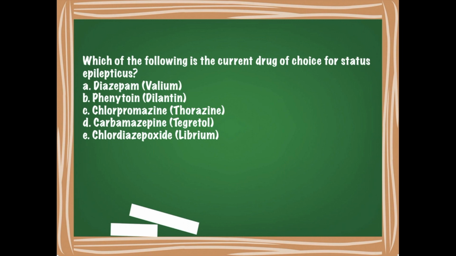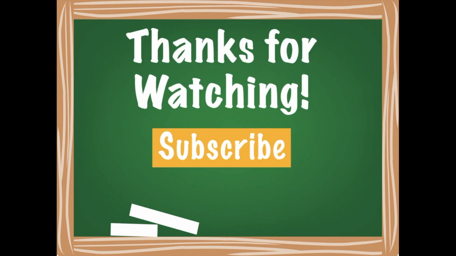Then we have phenytoin and diazepam. Now both were mentioned in this video and are both given during status epilepticus, but we have to choose one. And if you remember, diazepam 10 milligrams was one of the first options in step 1, and therefore that is the drug of choice.